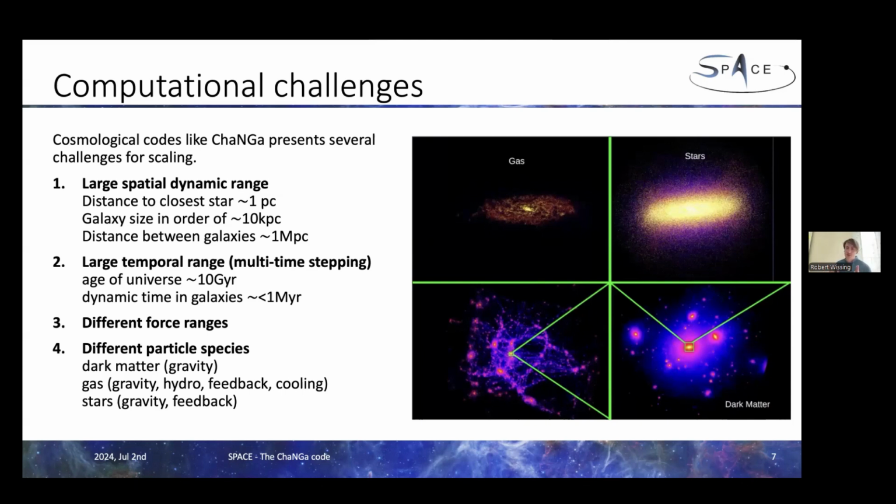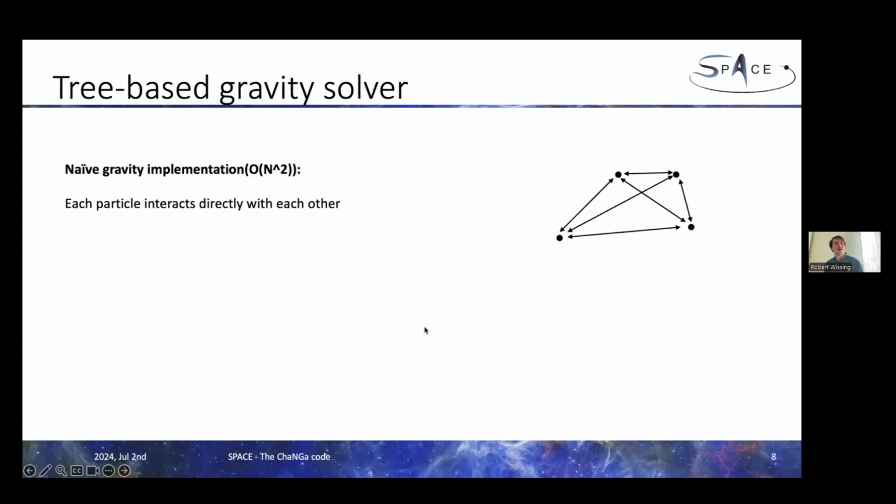So the major physics element, which is the foundation of ChaNGa, is the gravity solver. A very naive gravity implementation would be that each particle interacts directly with each other, right? So you calculate the gravitational interaction from each of the other particles in your simulation. And this is an n-squared complexity problem. So if you have 4 bodies, there are 3 interactions each, which means that you have 12 interactions, and this grows with the square, basically.